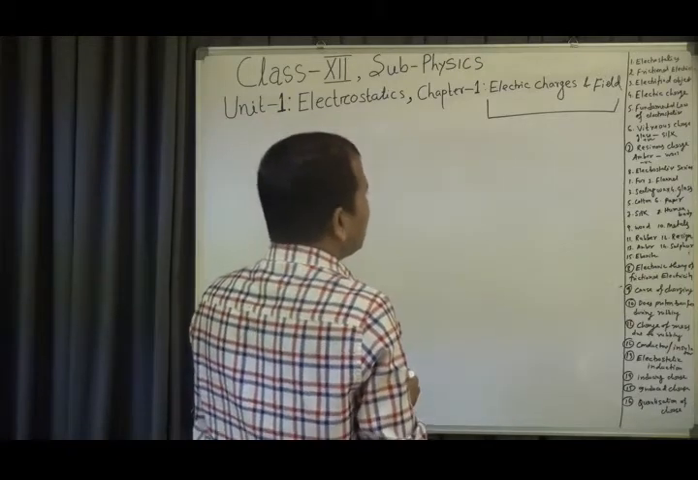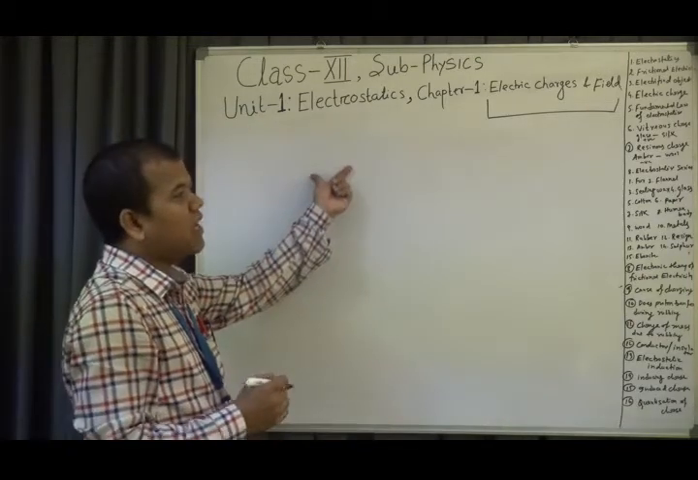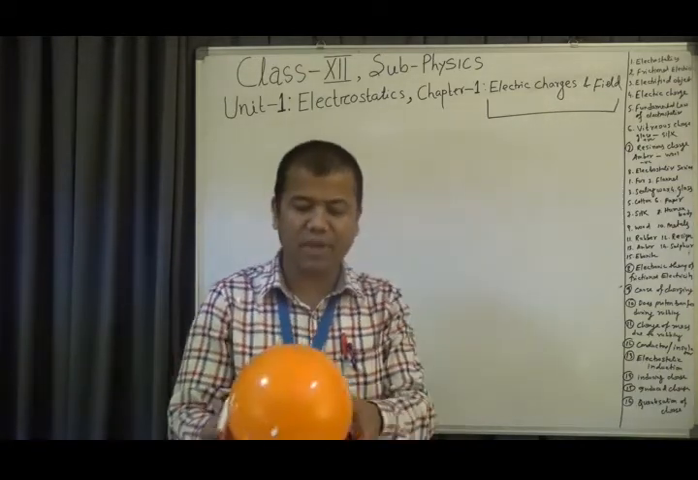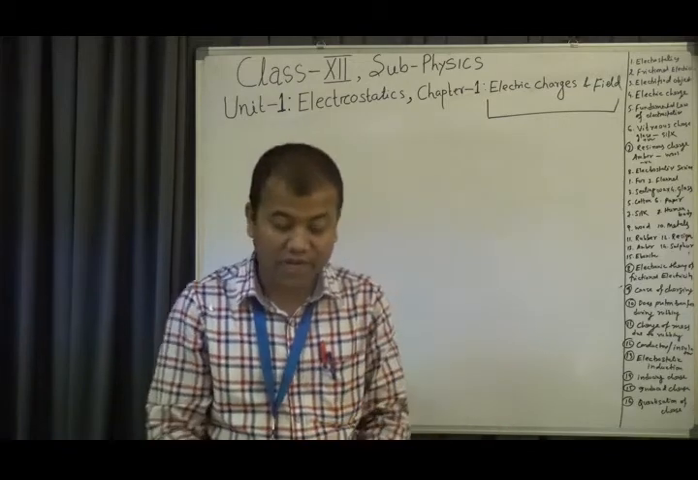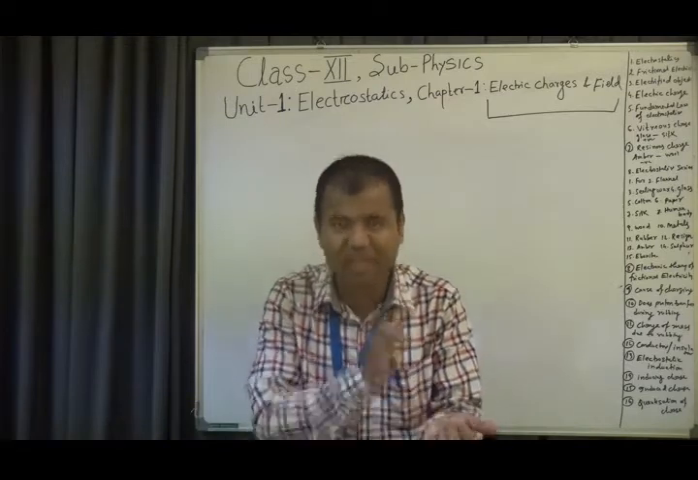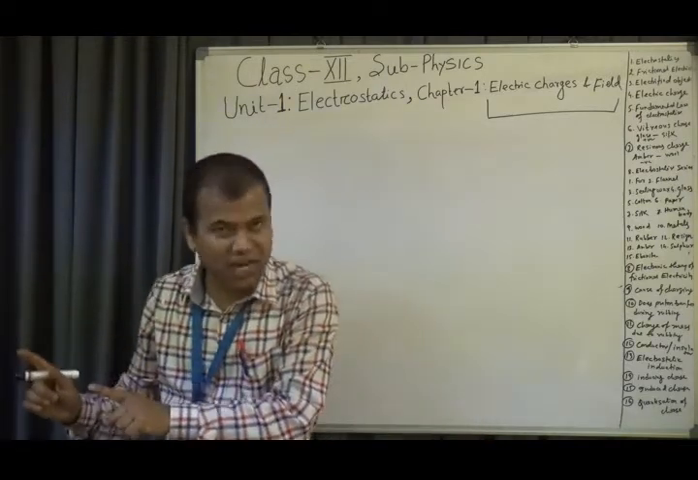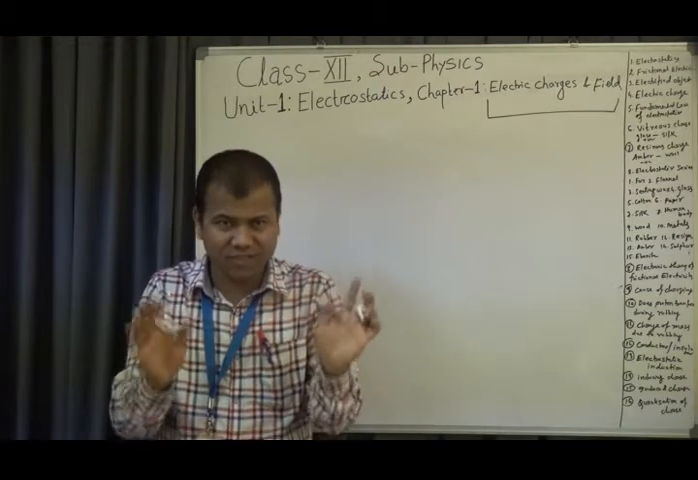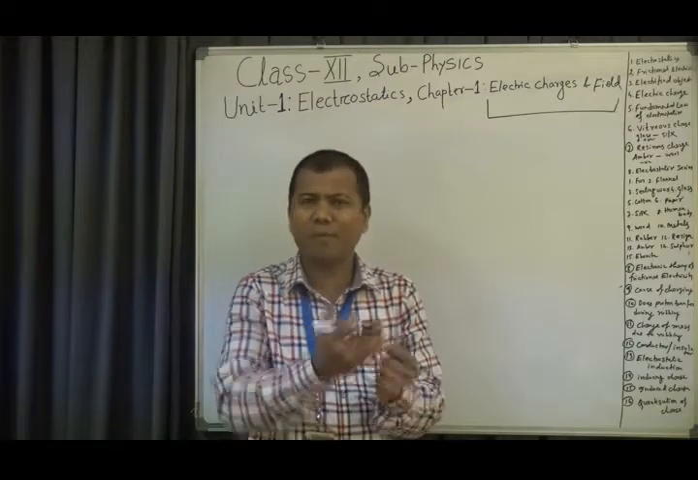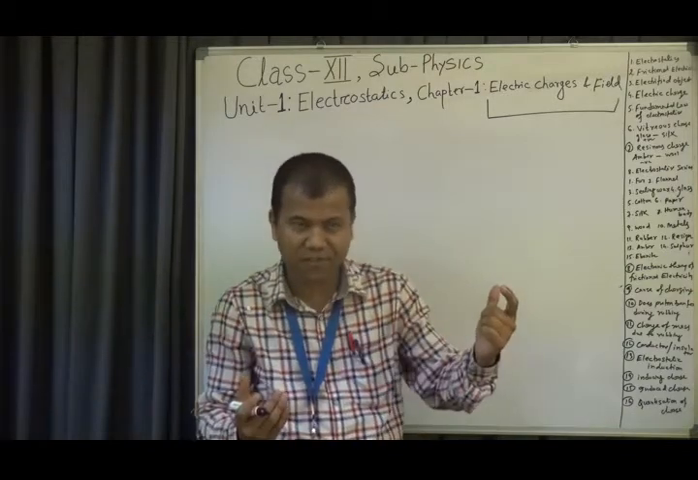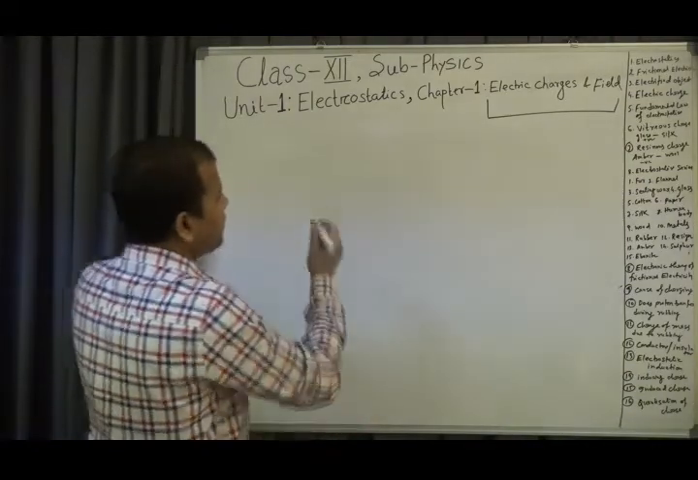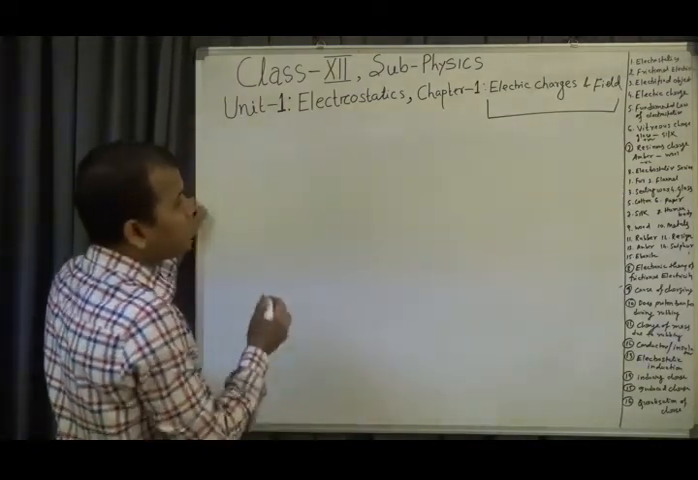Now let me explain the electrostatic series. I have shown you that rubbing develops charges. But when two objects are rubbed, on which object positive charge will be there and on which negative charge, that is a matter of knowledge. That's why scientists made a series of different objects and gave them serial numbers. Let us explain the electrostatic series.